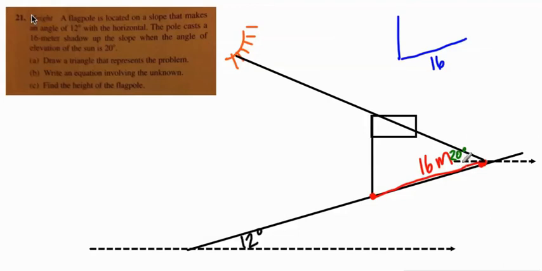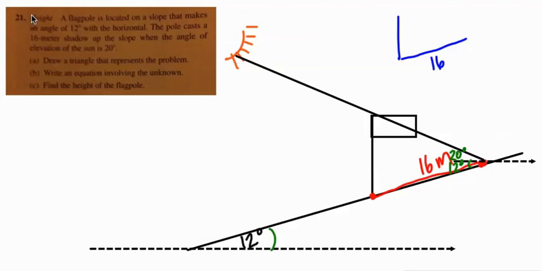This angle below the horizontal is 12 degrees because alternate interior angles are congruent. So this angle is congruent with this one up here. Horizontals are parallel lines, and then you've got this slope, which is your transversal, and alternate interior angles are congruent. So this angle right here is 32 degrees.